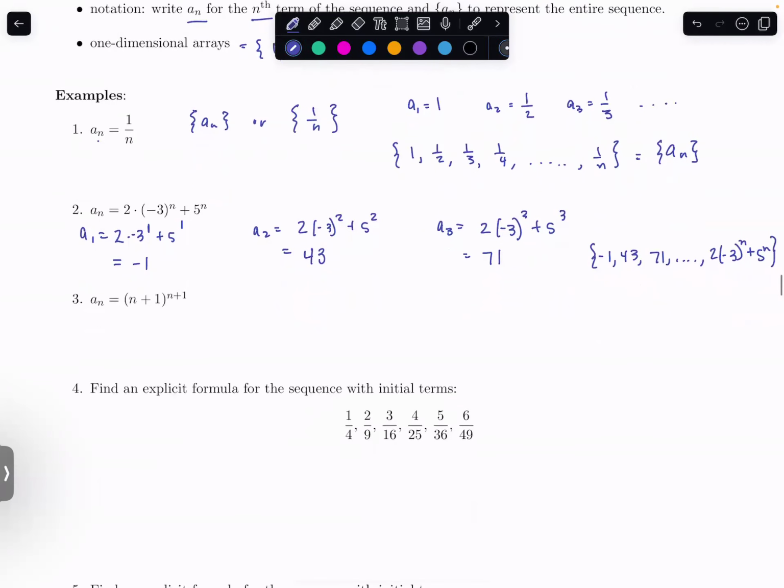Number 3, we have this sequence of numbers that follow this pattern, where the nth entry is n plus 1 to the n plus 1. So for us, a1 here is 1 plus 1 to the 1 plus 1. So it's 4. A2 is 2 plus 1 to the 2 plus 1. That is 27, 3 cubed. And then you got 4 to the 4th, which is 256. So your sequence looks like this: 4, 27, 256, dot, dot, dot, dot.